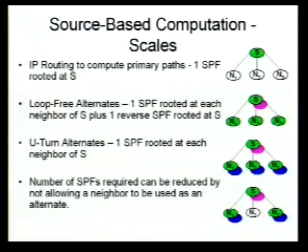And then with all of these, with the loop-free alternates and the U-turn alternates, the number of SPFs that are required can be easily reduced by deciding that a particular neighbor can't be used as an alternate. So if operationally you configure, for instance, that the link between S and N2 can't be used as an alternate, well, then S has no way of using N2 as an alternate, so it won't bother to compute an SPF for N2. So you can get down to 6 SPFs from the 8, and that's under your administrative control.